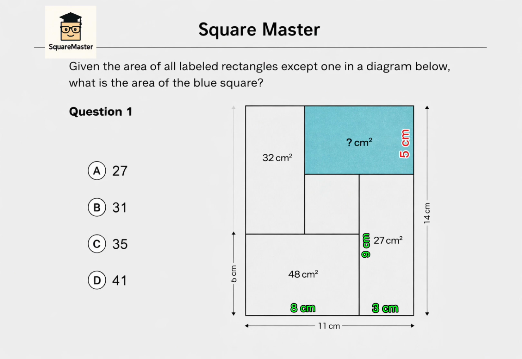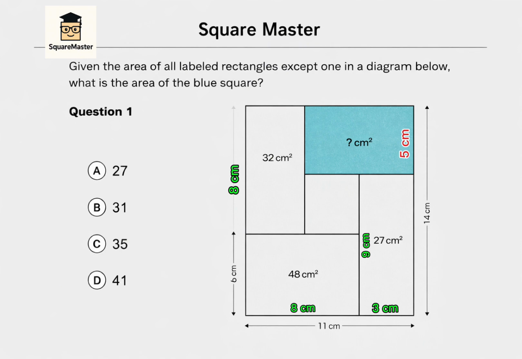Let's go back to the left side of the figure. Notice this. The total height is 14. The bottom left rectangle has a height of 6. So 14 minus 6 equals 8 centimeters. And earlier we found that the length of the 48 area rectangle is also 8 centimeters. That means we have an 8 by 8 square on the left side.